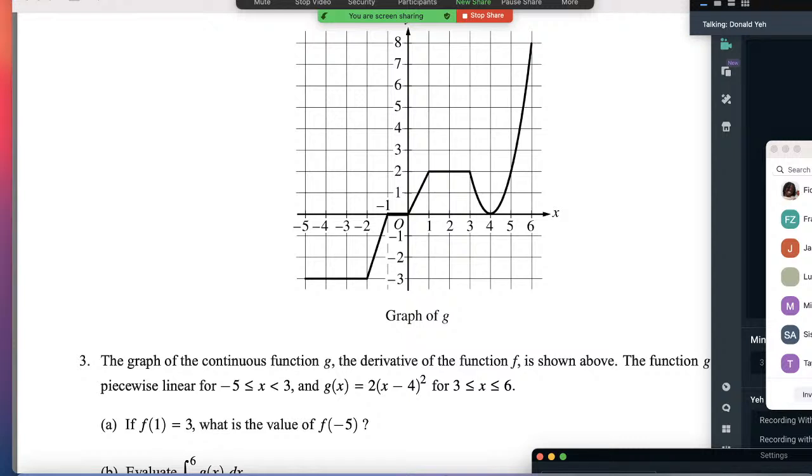So this one's a little bit different than last one because this one has initial conditions, and they didn't tell you which integral you had to take.